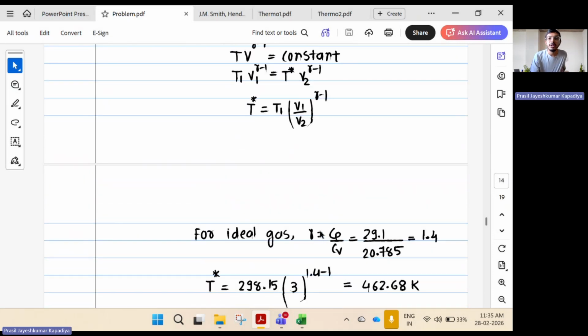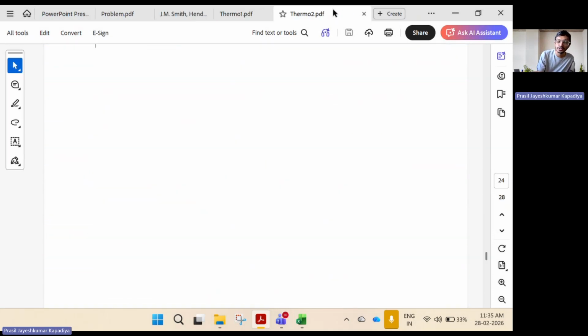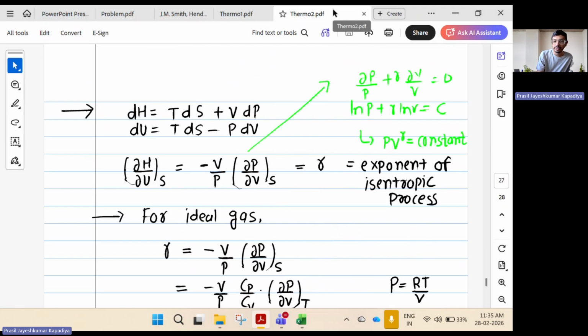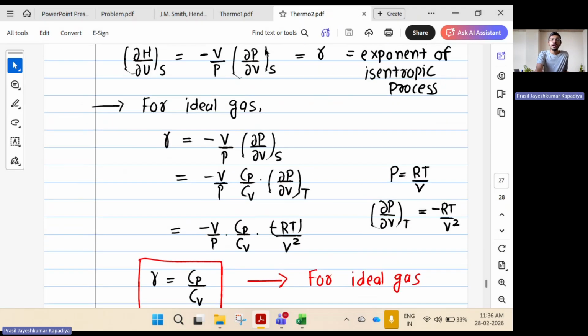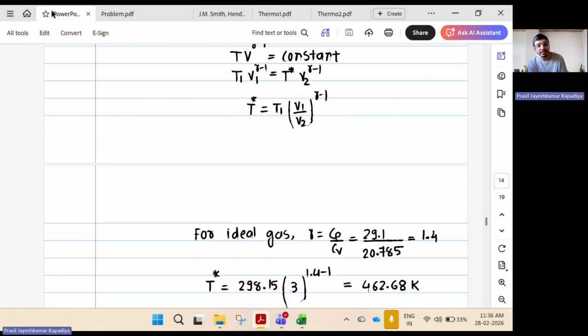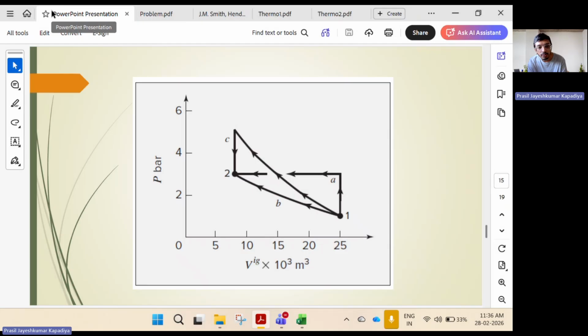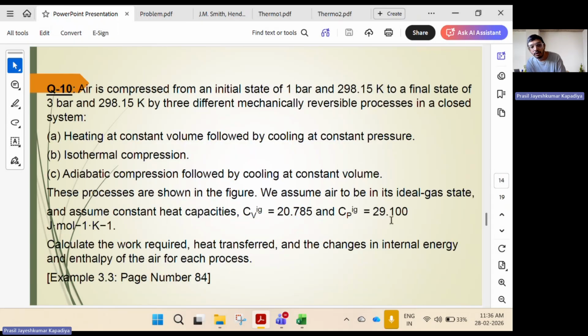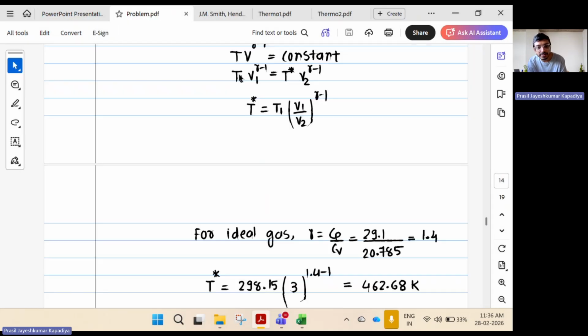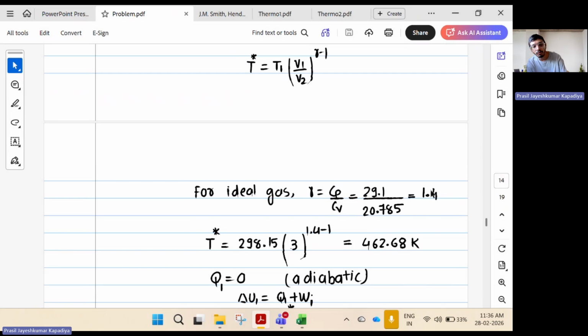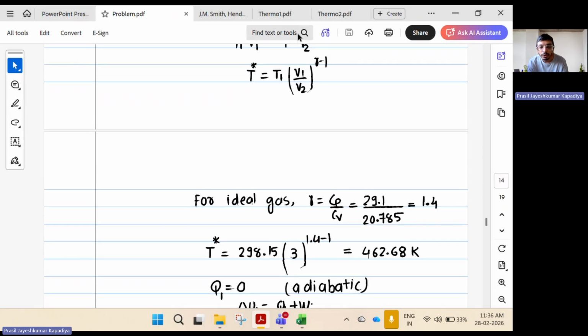Now, what will be the value of gamma for an ideal gas? This we have looked at here, that for any ideal gas, gamma will be equal to Cp by Cv. We are given the values of Cp and Cv, where Cp is equal to 29.1 and Cv is equal to 20.787. So gamma is 1.4. So my T star will be equal to T1, that is 298.15, V1 by V2.